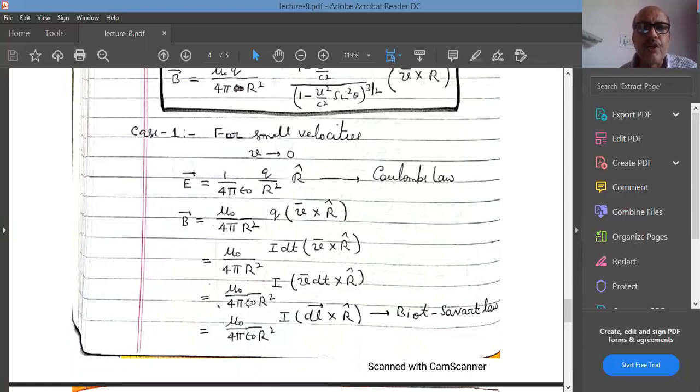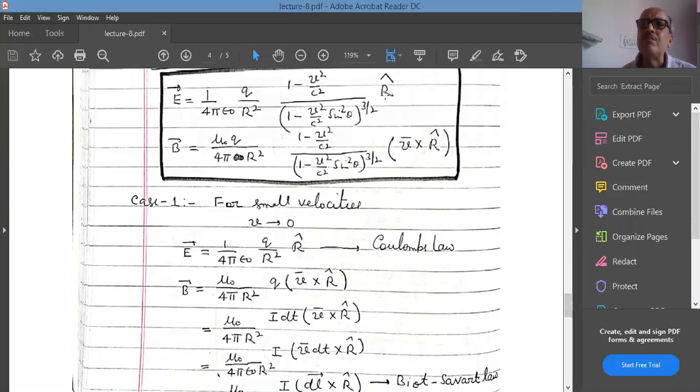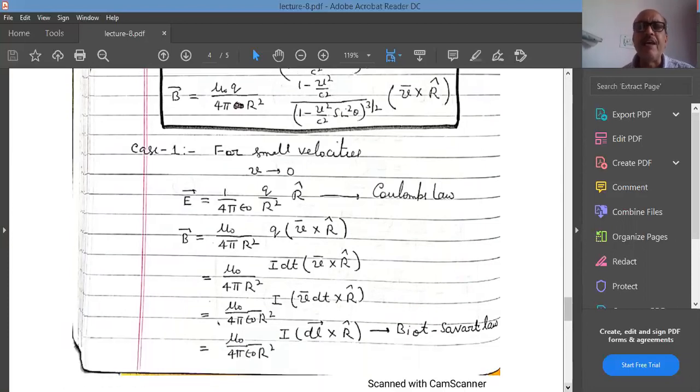This epsilon 0 should not be here. I think by mistake this epsilon 0 has come here. So it's mu 0 upon 4 pi r square into I into dl cross r, the well-known Biot-Savart's law. So the two expressions reduce to the well-known Biot-Savart's law and Coulomb's law for non-relativistic speeds, for smaller speeds, or for speeds much less than the velocity of light.